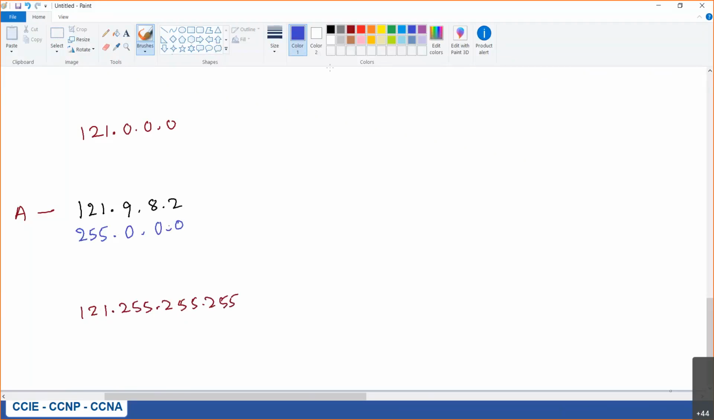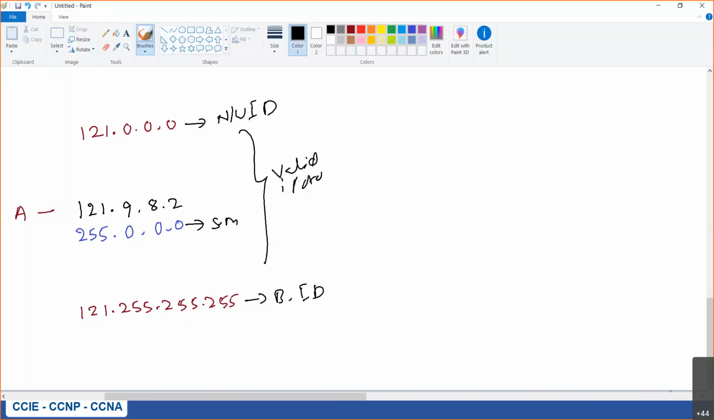Very good, guys. So every IP address has 4 parameters. You know what they are? Network ID, broadcast ID, subnet mask, and in between, how many valid IP addresses? So 4 points, guys. For any IP address, 4 parameters: network ID, broadcast ID, subnet mask, valid IP addresses. These are the 4 points that are very important.